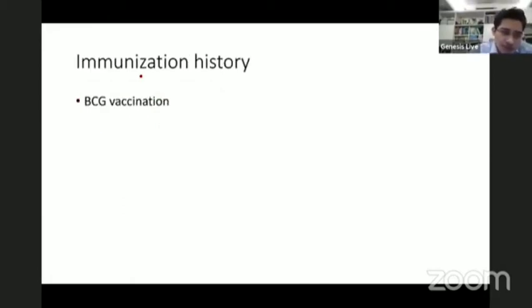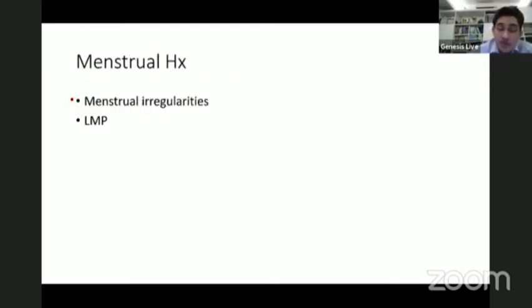Immunization, BCG vaccination, you must take this history because the examiner will always check whether you have taken this history or not. Menstrual history may be important. Last menstrual period, any menstrual irregularities. Usually with a tubo-ovarian mass, because tubo-ovarian masses may arise from pelvic inflammatory diseases, there may be some menstrual irregularities over there.